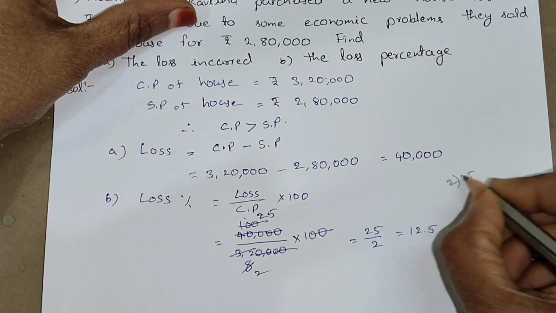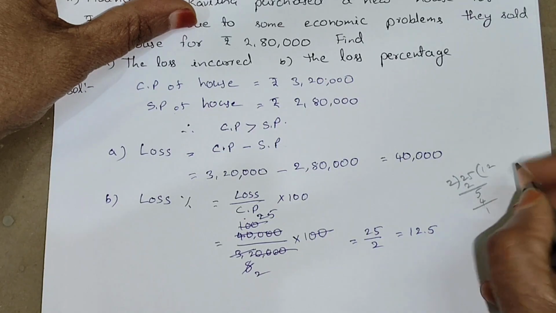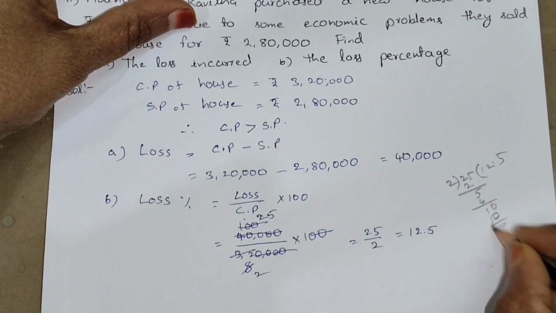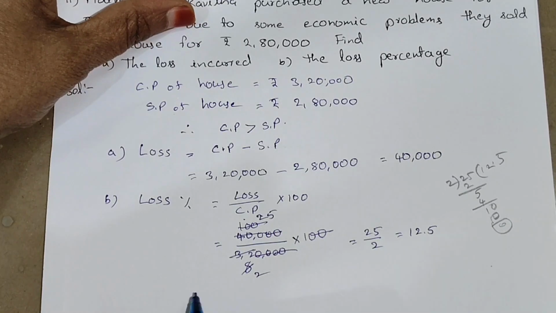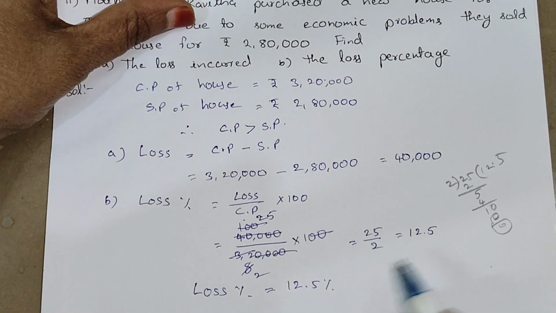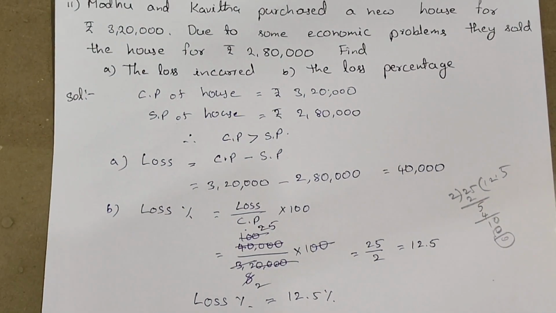We do the division and write that one. Here 25 by 2. 2 1s are 2. 2 2s are 4. Here 1. We write 0.0. Here 2 5s are 10. 12.5. Here loss percentage is equal to 12.5 percent. So this one is the 11th one answer.